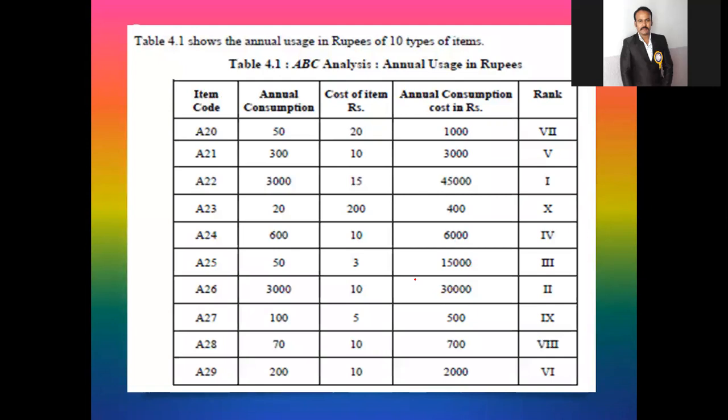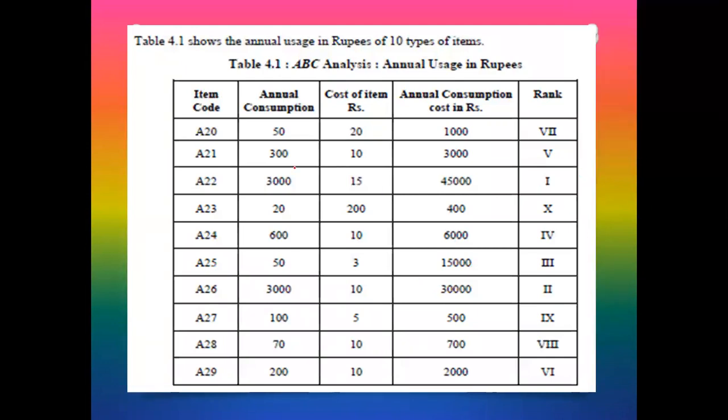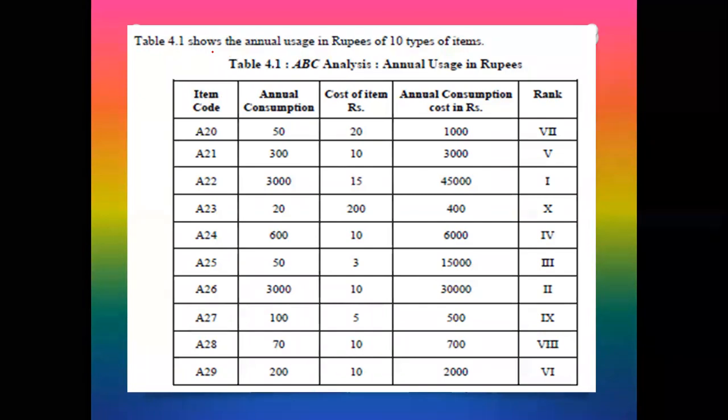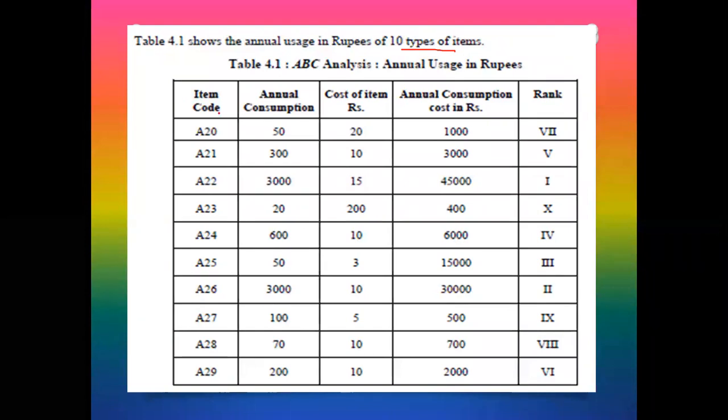Next, if you see a small case study or a small chart, it shows how the ABC analysis gives the rating. It shows the annual usage in rupees of 10 types of items. For example, in China Bazaar you have hundreds of different products made of plastic, metal sheets, leather items, right?